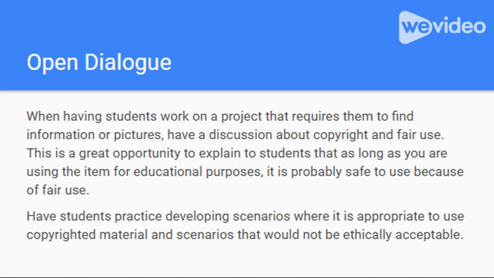The easiest way to incorporate copyright and fair use information into the classroom is to have open dialogue with your students. When having students work on a project that requires them to find information or pictures, have a discussion about copyright and fair use. This is a great opportunity to explain to students that as long as you are using the item for educational purposes, it's probably safe to use because of fair use. Have students practice developing scenarios where it's appropriate to use copyrighted material and scenarios that would not be ethically acceptable.